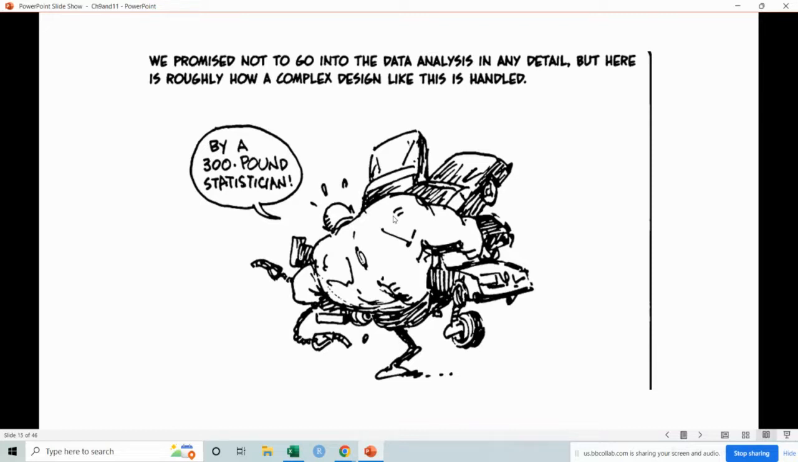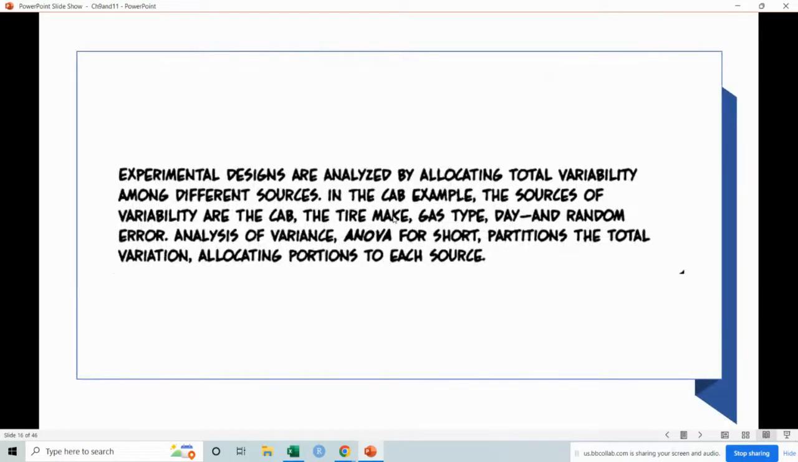So we promised not to go into the data analysis in detail, but here's roughly how a complex design like this is handled. Experimental designs are analyzed by allocating total variability among different sources. In the cab example, the sources of variability are the cab, the tire make, the gas type, and the day, and of course random error, which is part of all statistical models. So analysis of variance, or Anova for short, partitions the total variation, allocating portions to each source.